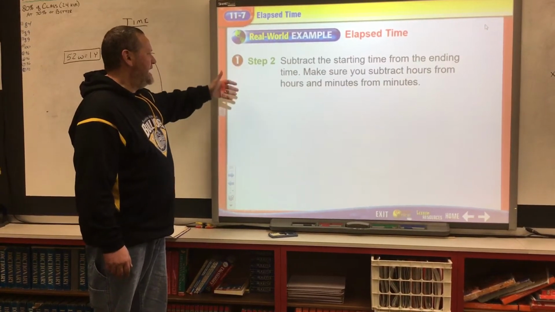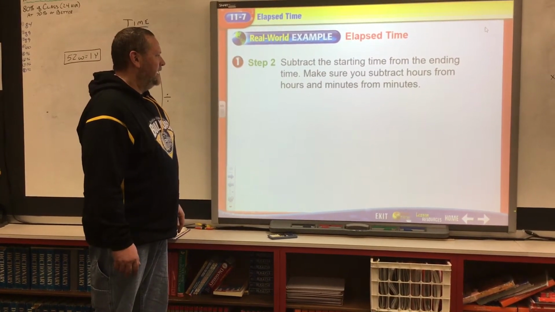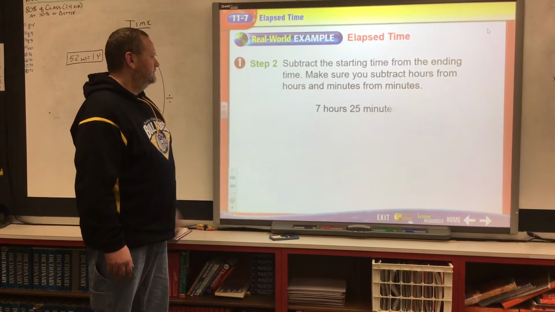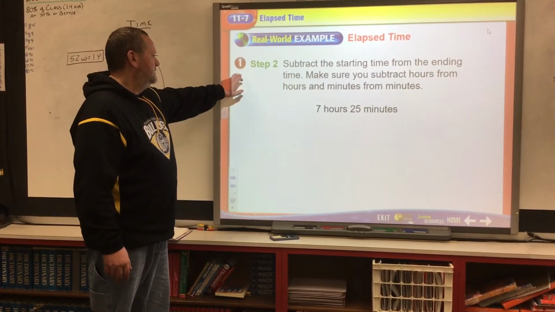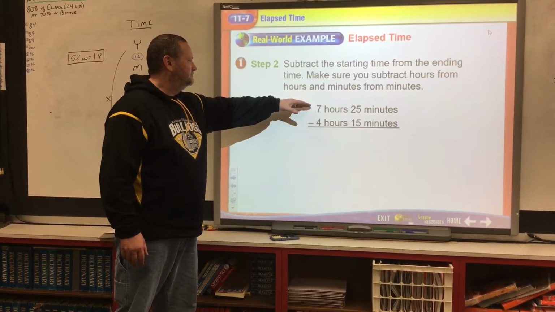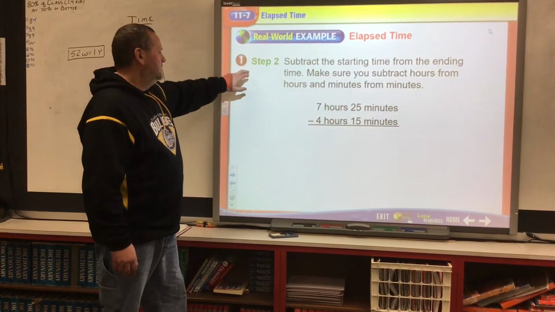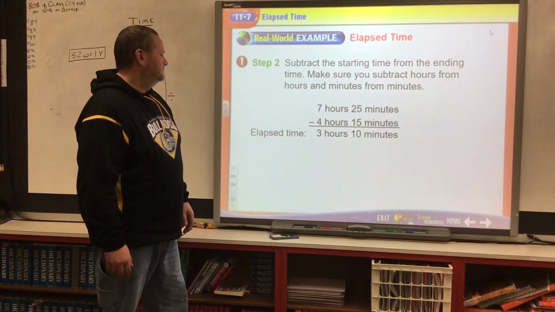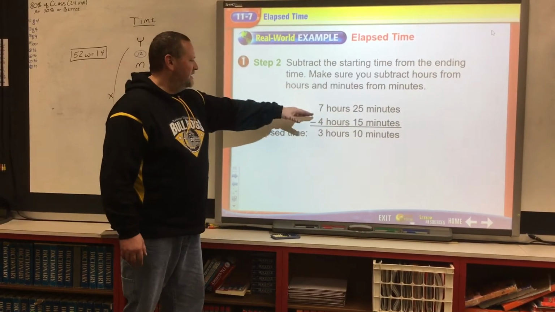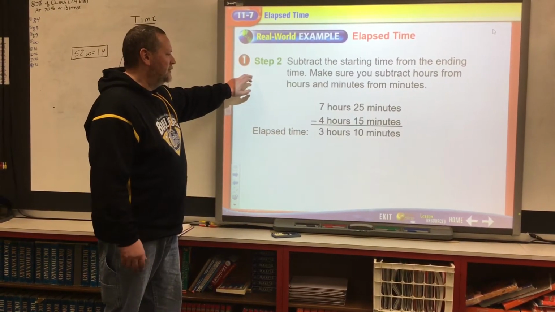You subtract the starting time from the ending time, and you always have to make sure to keep your units separate. So this was the ending time, and this was the starting time. You have to subtract it that way. If you do 25 minus 15, you get 10. 7 minus 4, you get 3. So the elapsed time would be 3 hours and 10 minutes.